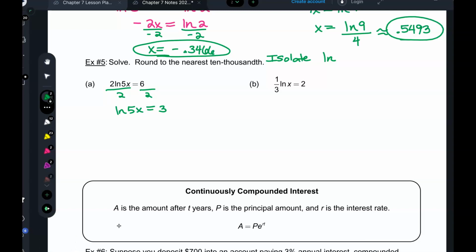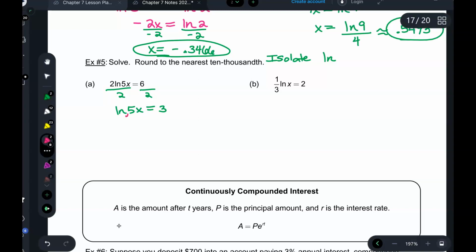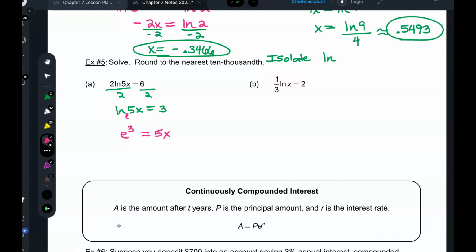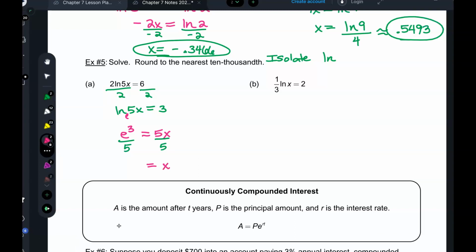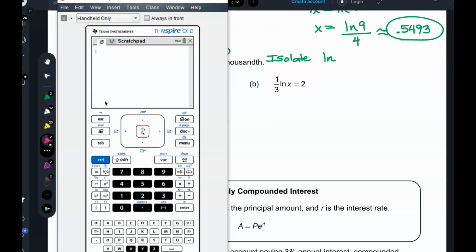Now I want to rewrite this in exponential form. Remember how there's a little invisible e here? It would be e to the power of 3 equals 5x. I'm solving for x, so the next step is divide by 5. Remember, e is an actual number, about 2.7. 2.7 to the 3rd power is less than 3 to the 3rd, so it's going to be something less than 27, but we don't know exactly what it is.